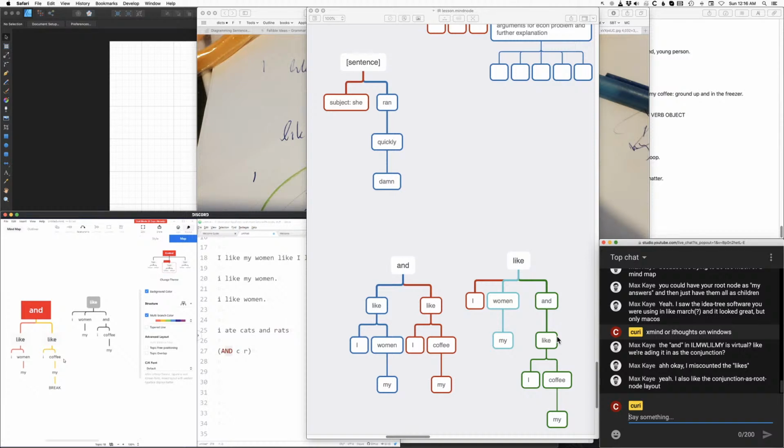Okay, so I think this is the same as your tree for the thing. Oh wait, no, it's not, because you have an extra one here. Oh, huh. Yeah, because that part of the sentence has its own verb. So this verb goes with "I" and "my woman." And this goes with, this is just like, and I also like my coffee.